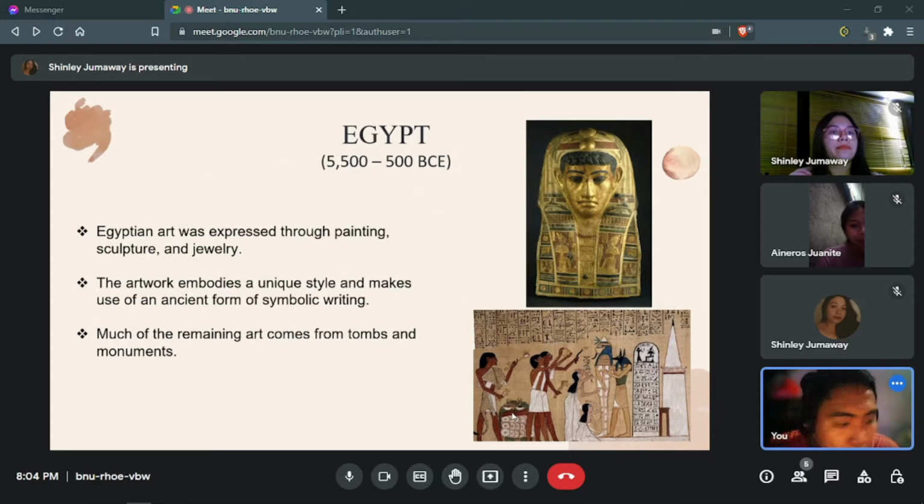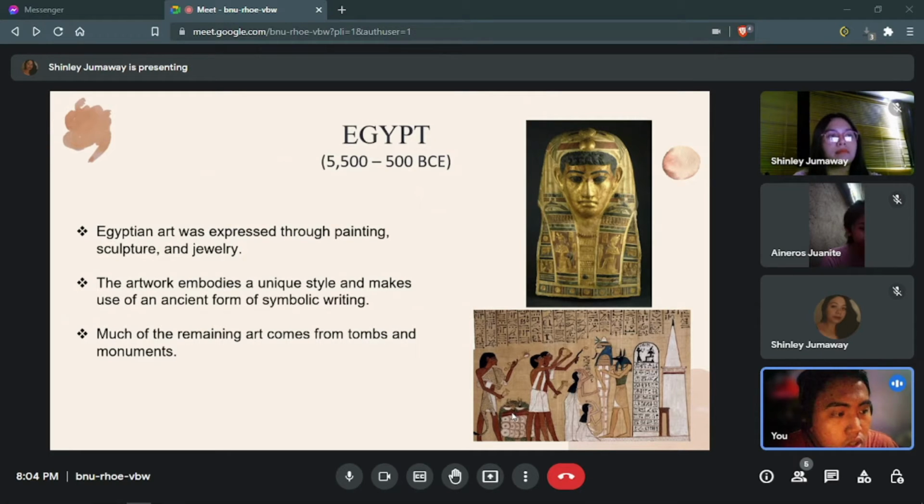So, Egyptian art was expressed through painting, sculpture, and jewelry. The artwork embodies a unique style and makes use of an ancient form of symbolic writing. Much of the remaining art comes from tombs and monuments.